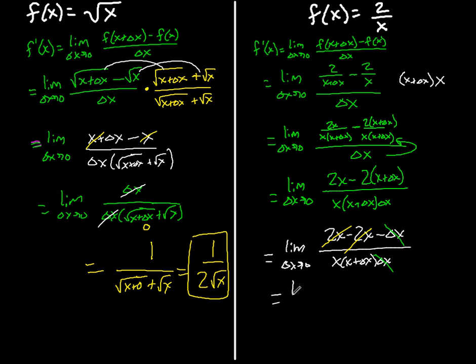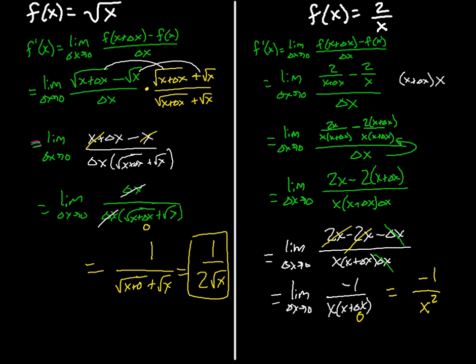So that means now my limit looks like this. I still have a negative 1 up top. Don't forget that negative sign. That's important. Over x times x plus delta x. Now I'm allowed to plug in. I'll plug in 0 here. So what do I have left? Just negative 1 up top. X plus 0 is just x, so I have x times x, which is x squared, as my answer there.